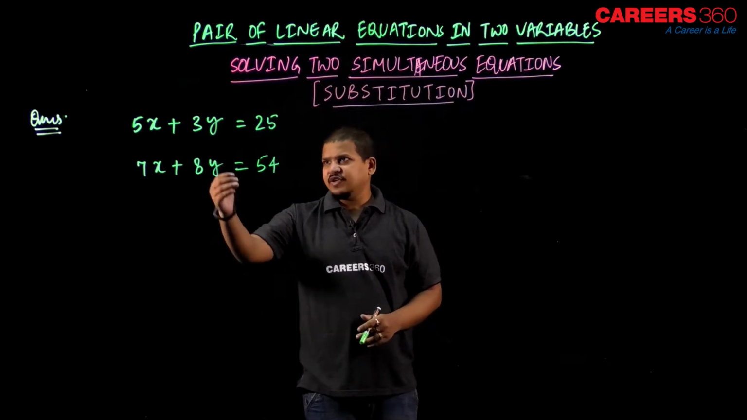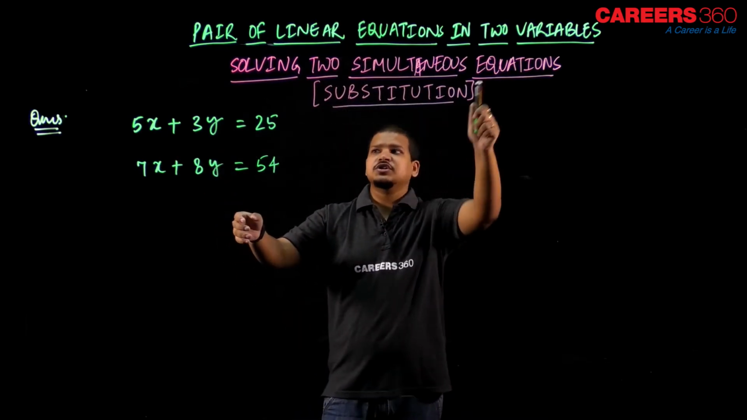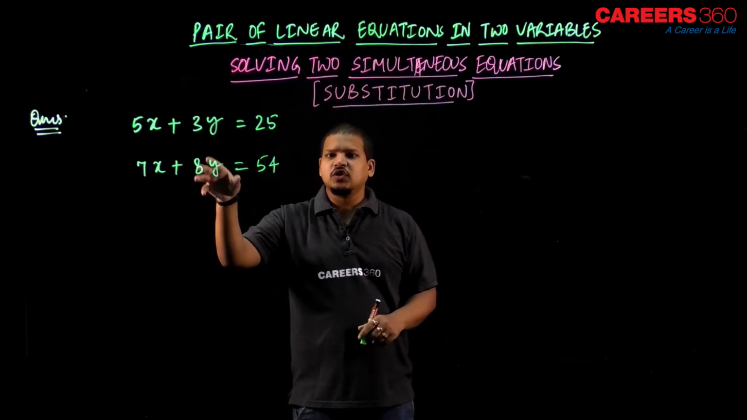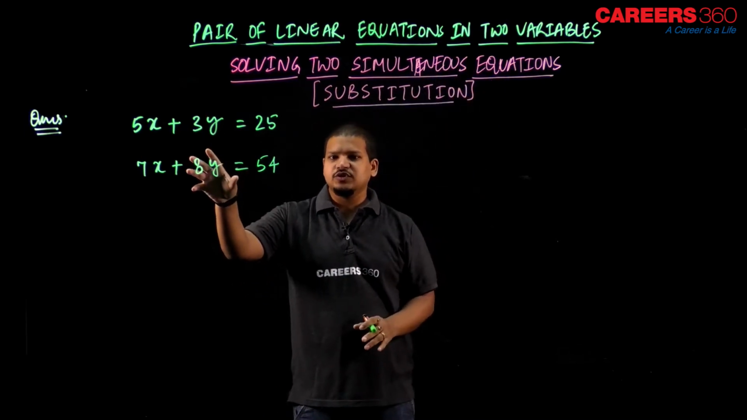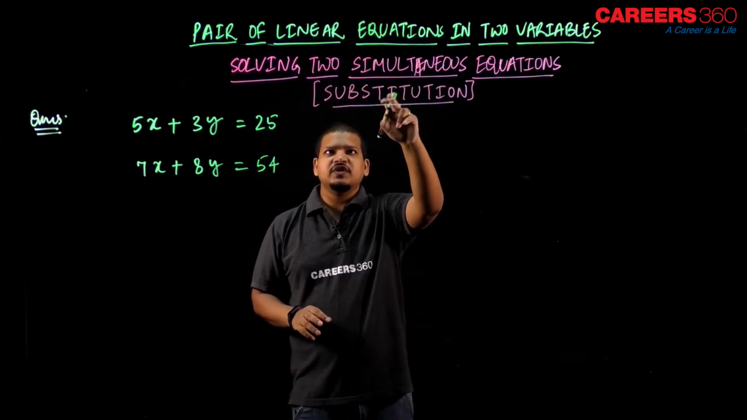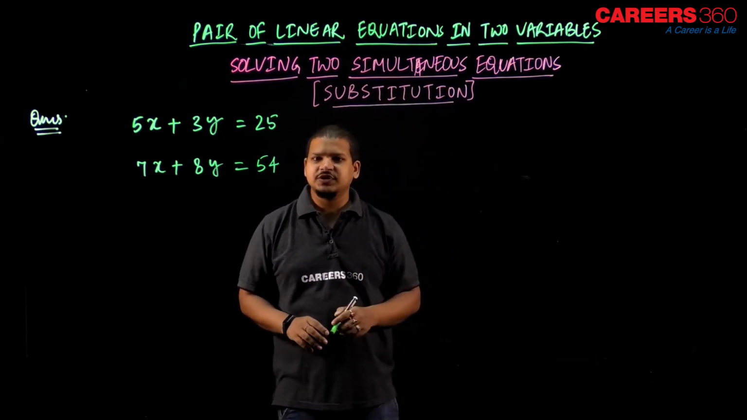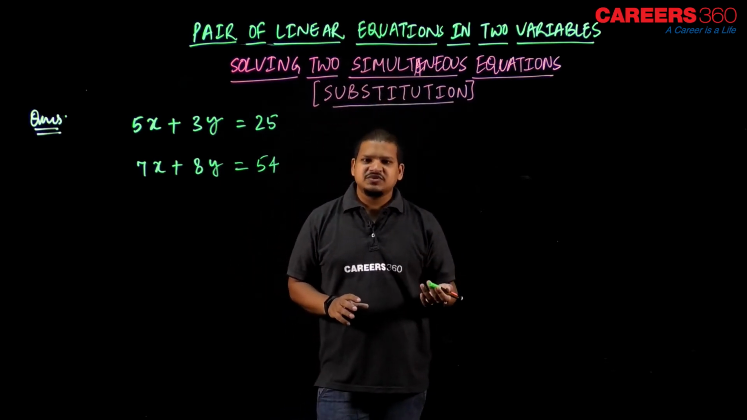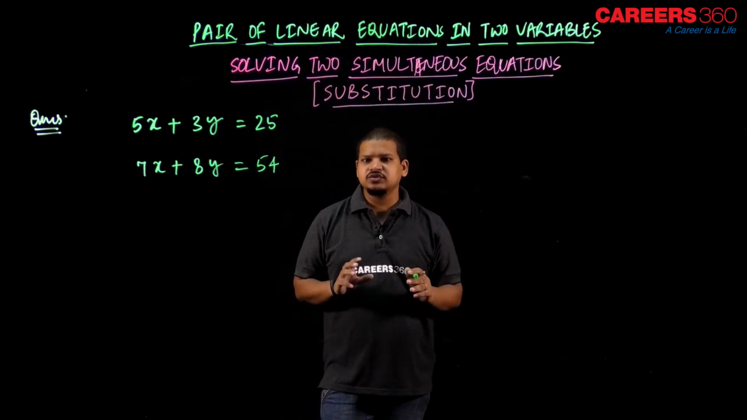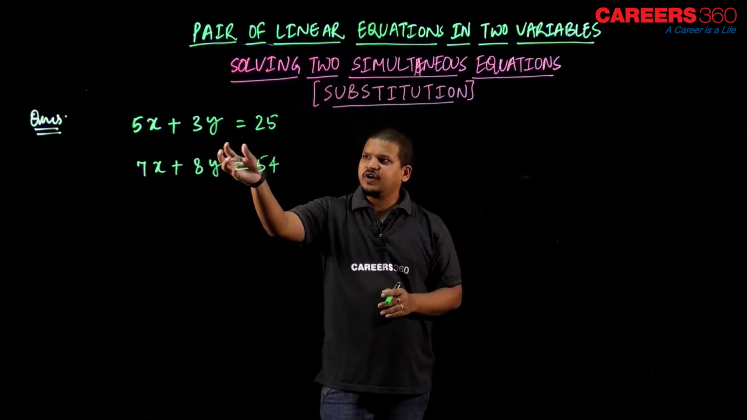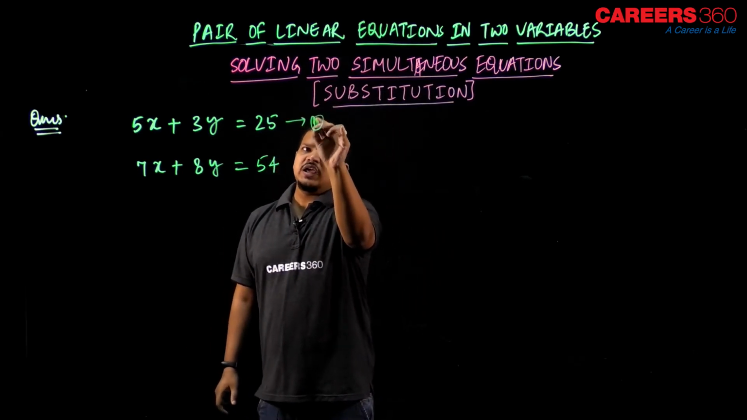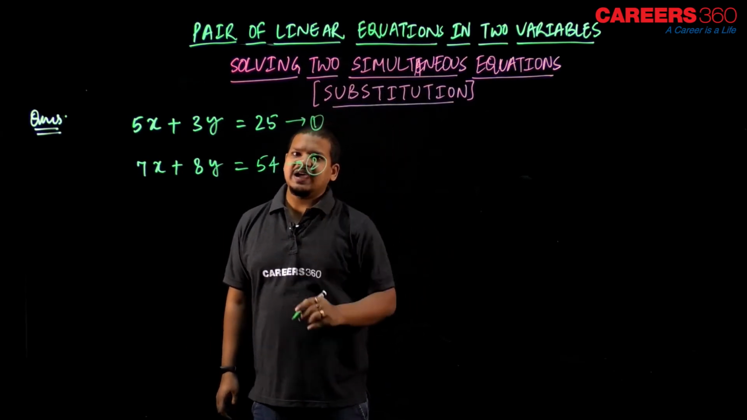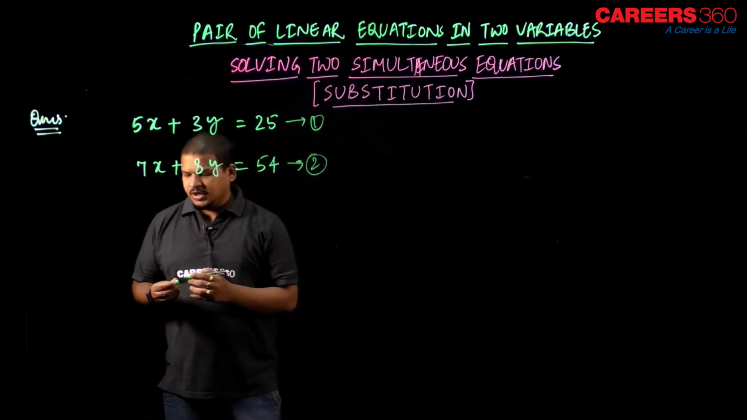And as you can see, we have a pair of linear equations in two variables and we are solving them simultaneously, and that is why they are known as simultaneous equations, and we are using the first method of solving, that is substitution. Now as the name suggests, we are going to substitute the value of one variable into the second equation. So let us firstly name these equations as 1 and 2.